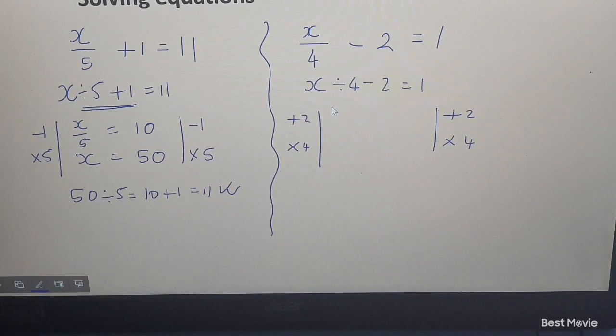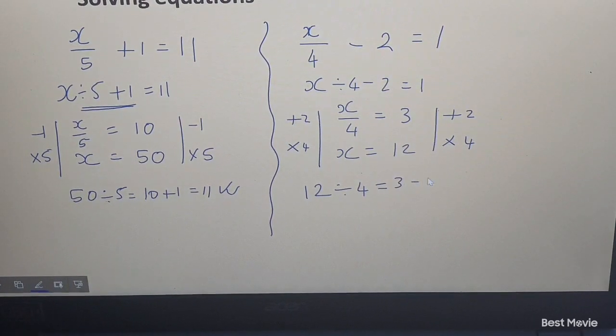So x divided by 4, take away 2, add 2 is x divided by 4. 1 add 2 is 3. And then x divided by 4 times 4, so that cancels out, so you're left with x. 3 times 4 is 12. And your check is 12 divided by 4 is 3. Take away 2 is equal to 1. So that works.